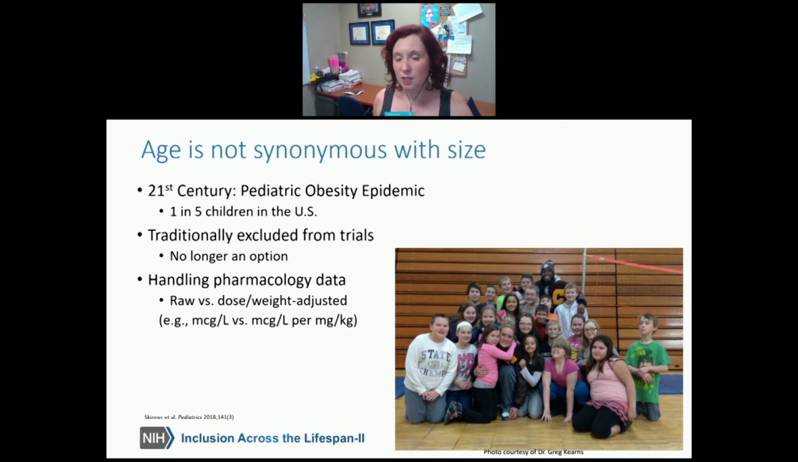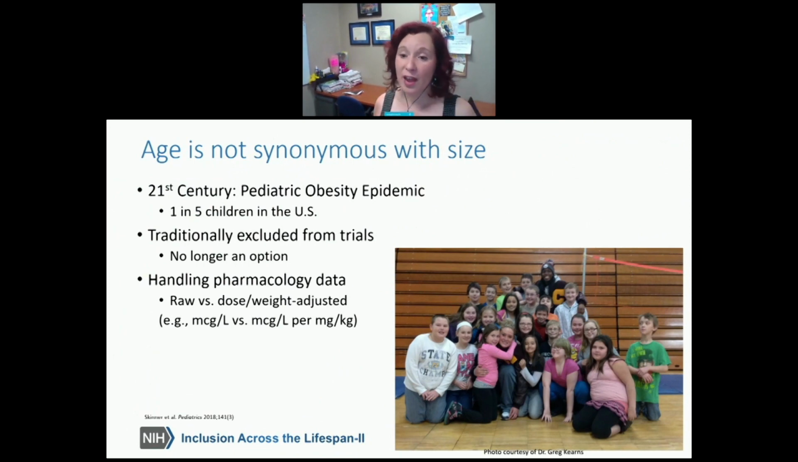Age is not synonymous with size, and this is another challenge in pediatrics that is particularly relevant to the 21st century. We are living through the pediatric obesity epidemic, where 1 in 5 children in the United States currently meet body mass index criteria for obesity. Traditionally, these kids were excluded from clinical trials, but we can't afford to do that anymore, nor is it the right thing to do to exclude 20% of the patient population. So instead, we're going to think about how to best present pharmacology data for children who may be the same age as shown in this picture of 5th graders, but who are very different in size.